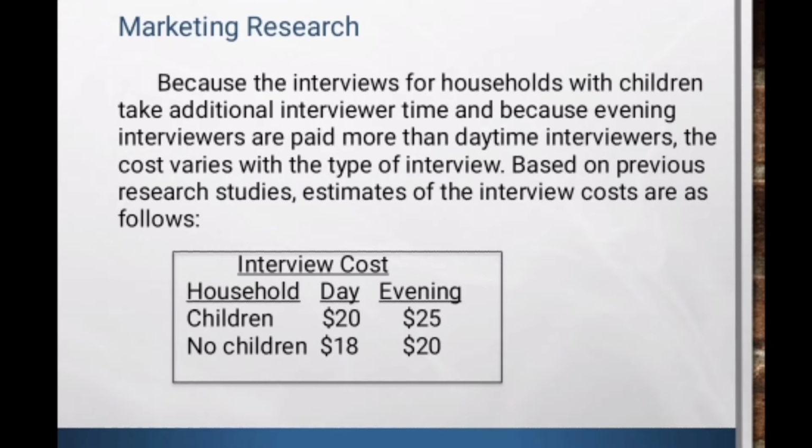Next is the interview cost. The cost in daytime for households with children is $20, while in the evening it is $25. And in the daytime for households without children it costs $18, and $20 in the evening. So as we can see, the cost varies with the type of interview. Compared to the cost of daytime, the cost of the interviewer in the evening is higher. And compared to the cost for households without children, the cost for households with children is also higher.